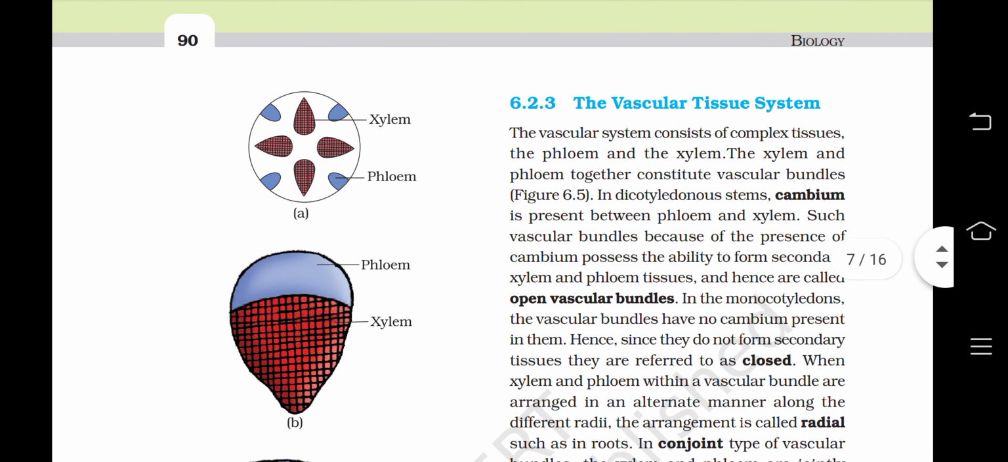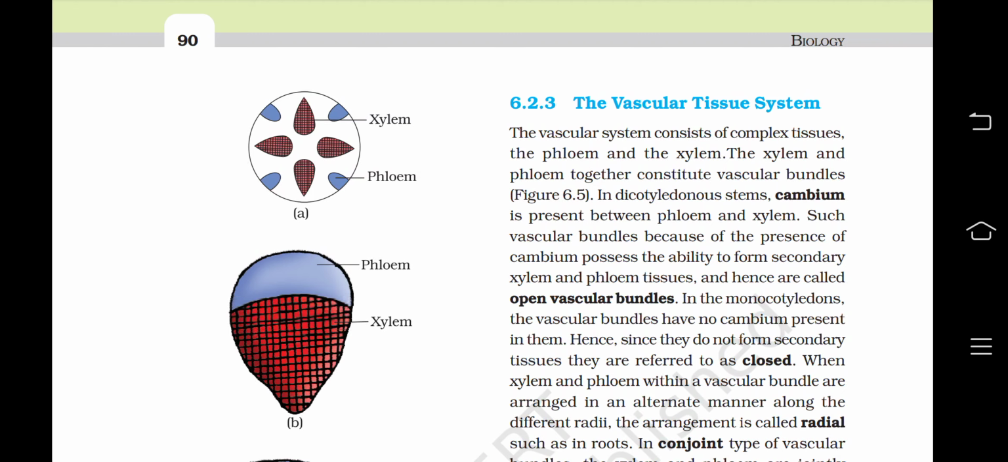Now let's talk about the vascular tissue system or the conducting tissue system. The vascular system consists of complex tissues, the phloem and the xylem. The xylem and phloem together constitute vascular bundles. In dicotyledonous stems, cambium is present between the phloem and xylem. Such vascular bundles, because of the presence of cambium, possess the ability to form secondary xylem and phloem tissues and are hence called open vascular bundles.